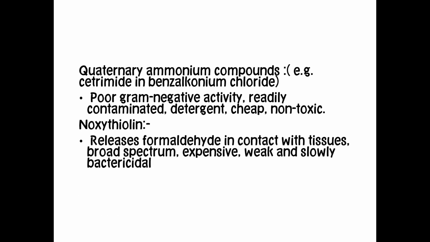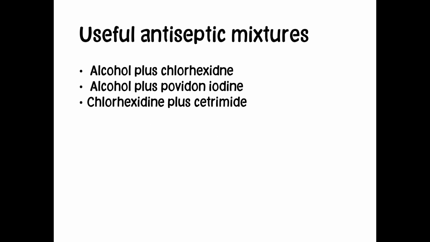Then we also have quaternary ammonium compounds such as cetrimide or benzalkonium chloride. These have poor gram-negative activity, and they are readily contaminated, but they are cheap, and also non-toxic. Then there is noxythiolin, which releases formaldehyde in contact with tissues. It is broad spectrum, expensive, weak, and slowly bactericidal. From the discussion, the most useful are antiseptic mixtures, that is alcohol combined with chlorhexidine, or alcohol combined with povidone iodine, and alcohol combined with cetrimide.